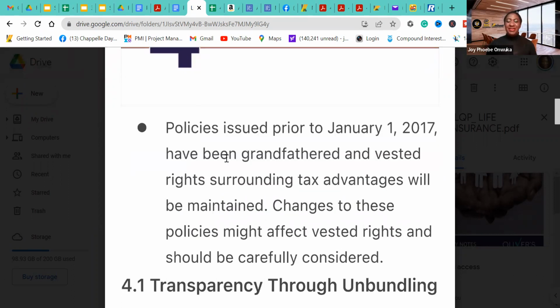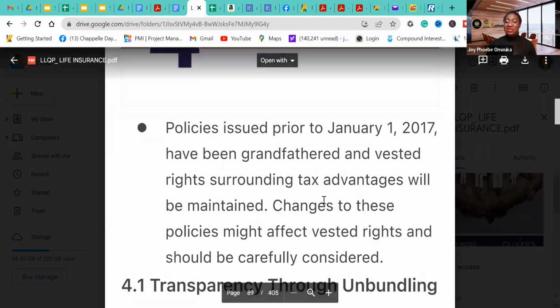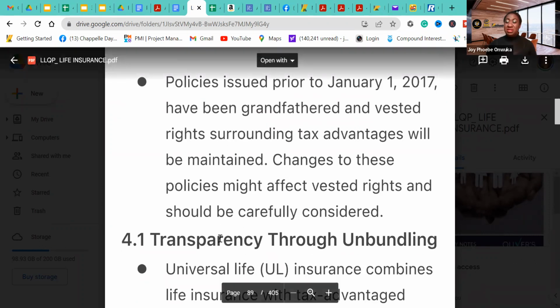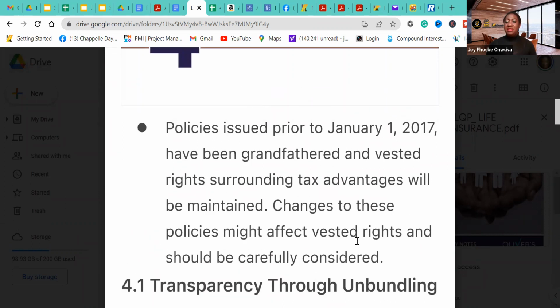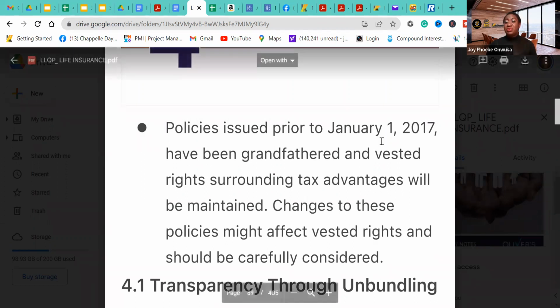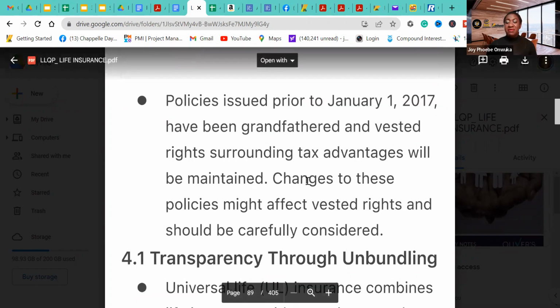Now, right off the bat, we are meant to understand here that policies issued prior to January 1st, 2017 have been grandfathered, and vested rights surrounding tax advantages will be maintained. Changes to these policies might affect vested rights and should be carefully considered. I think in the course of this chapter, we're going to see what this vested right is, that the policies issued prior to January 1st, 2017 were grandfathered into.